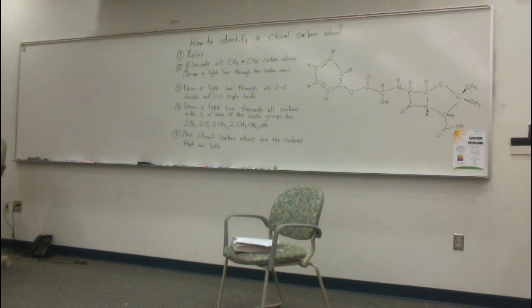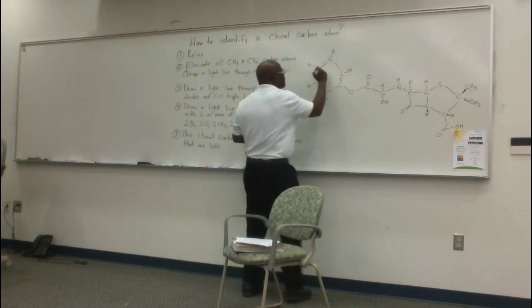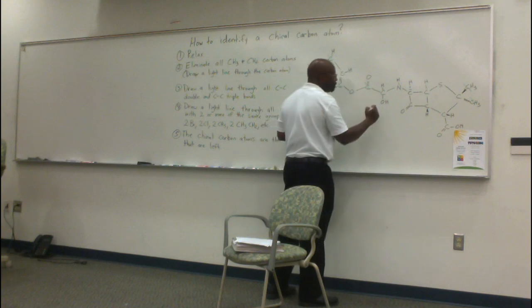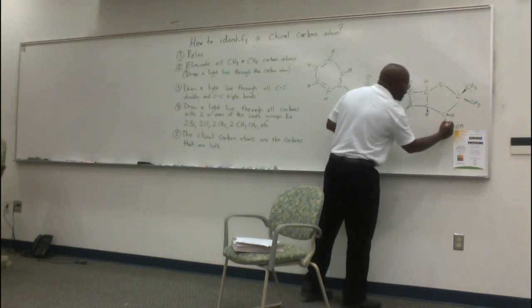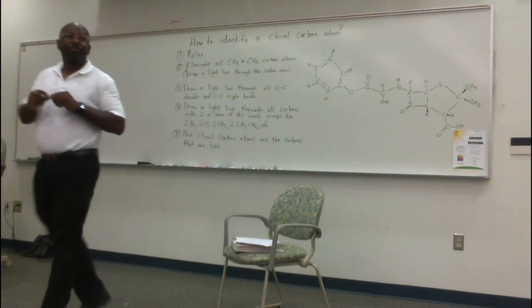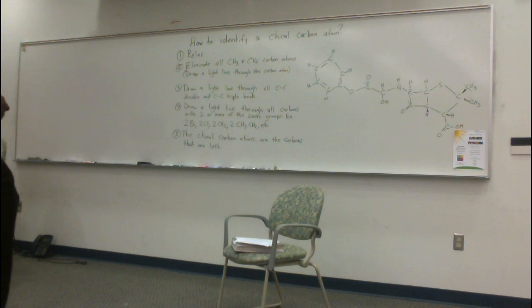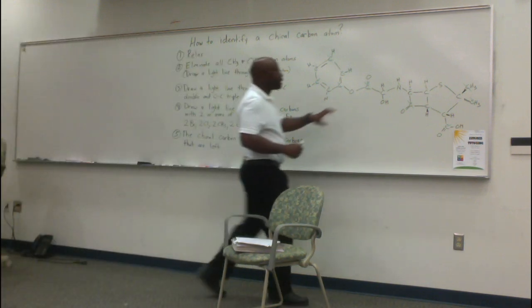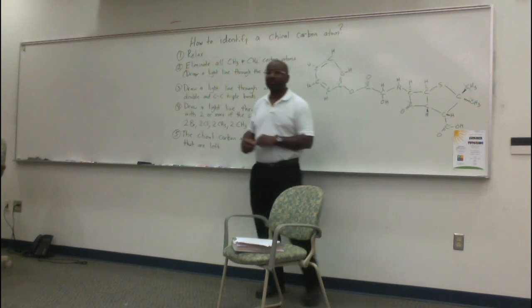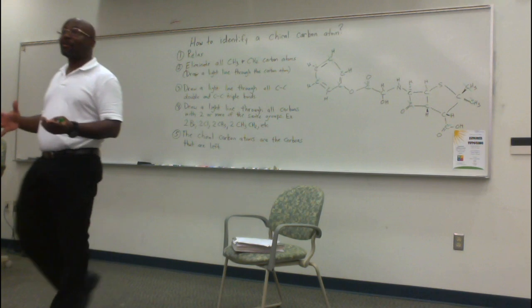The next one, we want to draw a line through all carbon atoms that are double bonded. Do you have any carbon atoms double bonded? Yes. Get rid of that one, get rid of this one, get rid of this one, get rid of that one, and get rid of that one. So by getting rid of the carbon atoms that are double bonded, I am down to 1, 2, 3, 4, 5. So I went from 16 to 5 without doing a whole bunch of extra work.